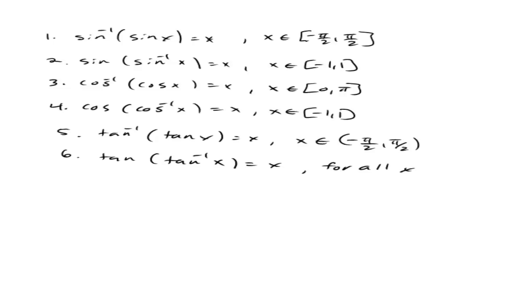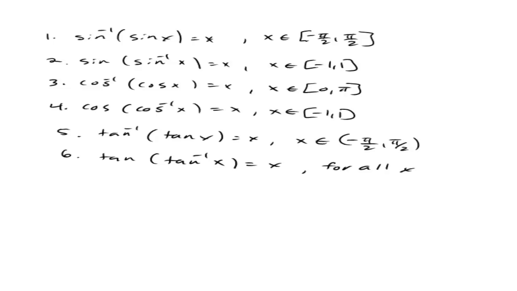Going through these one at a time, we see that the sine inverse of sine x equals x for x in the interval minus pi over 2 to pi over 2. The sine of sine inverse x equals x if x is in minus 1 to 1.